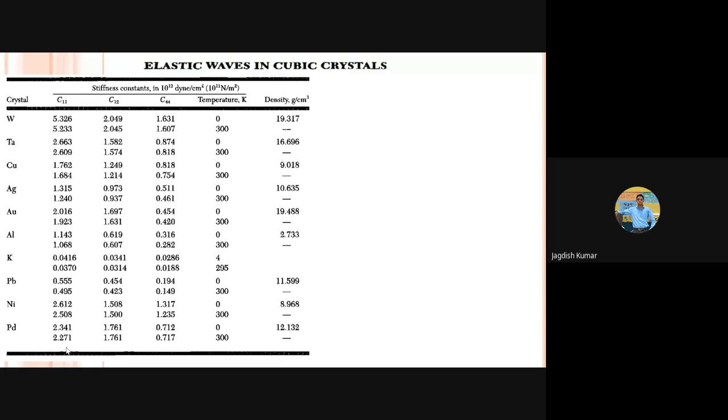how can we interpret the relative magnitude of these stiffness constants? For example, tungsten has the highest here, and then I think potassium K has the lowest. How can we physically relate them? What physical interpretation can we make out of these numbers?